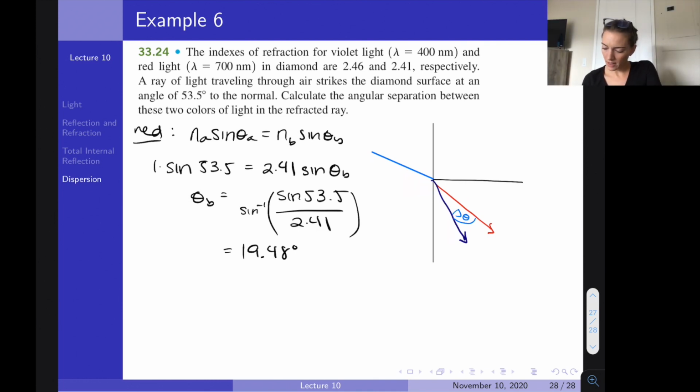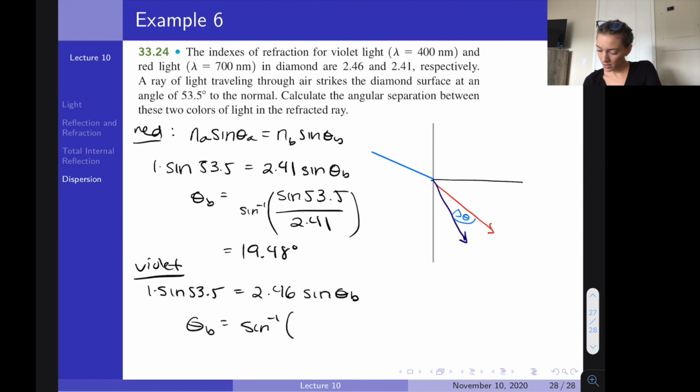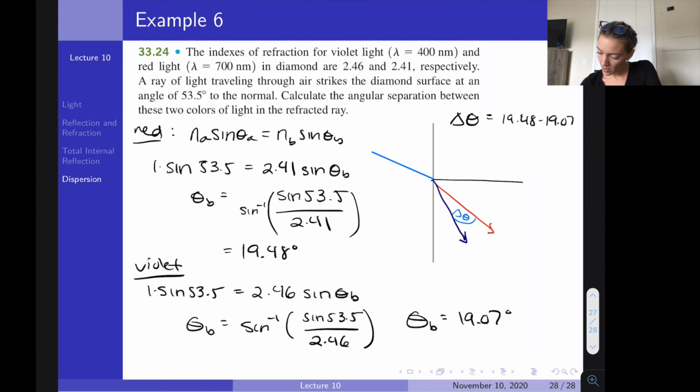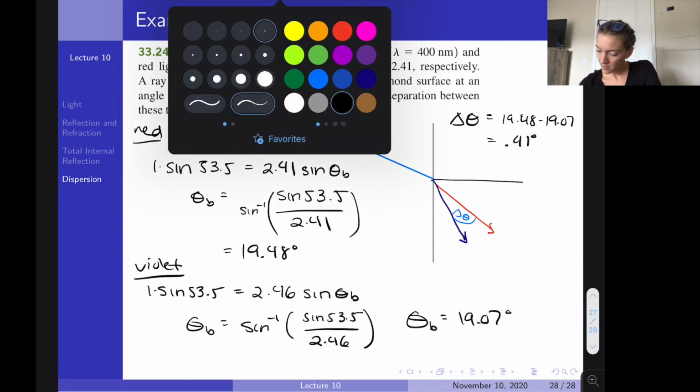Okay, so now for the violet light. We're going to have pretty much the exact same setup with Snell's law, except a different index of refraction. So we still have 1 times sine of 53.5 is equal to now 2.46, the higher index of refraction, times sine of theta b. We want to solve for theta b, so we have the same thing as before: sine inverse of sine of 53.5 divided by 2.46. That gives us 19.07 degrees. Now all we have to do is find the difference between 19.48 and 19.07. So the angular separation between the two colors is 19.48 minus 19.07, which gives us 0.41 degrees as our answer.